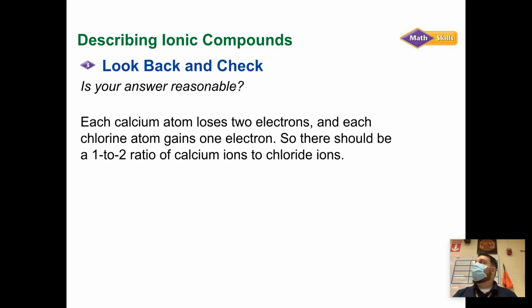So if calcium's willing to give up 2 of its valence electrons, then you're going to need 2 chlorine atoms to accept 1 electron each, and they'll both have 8.